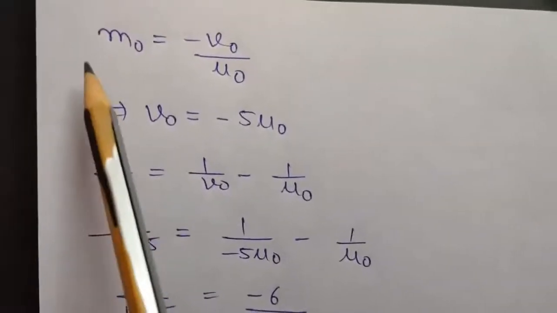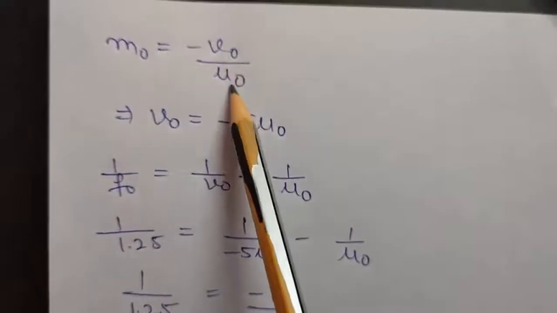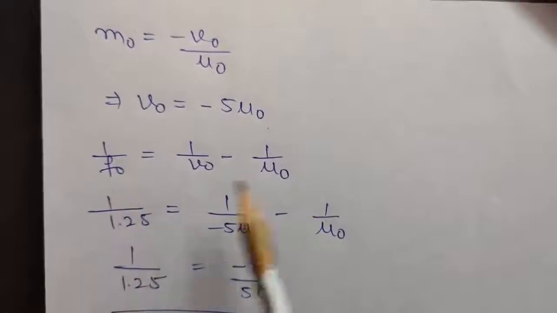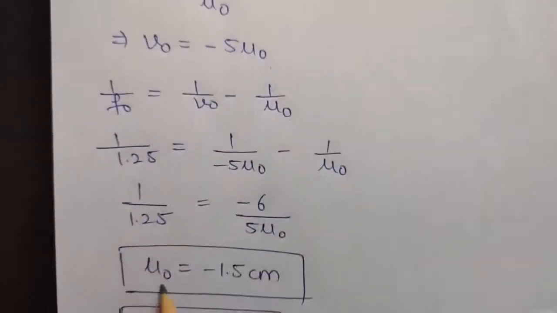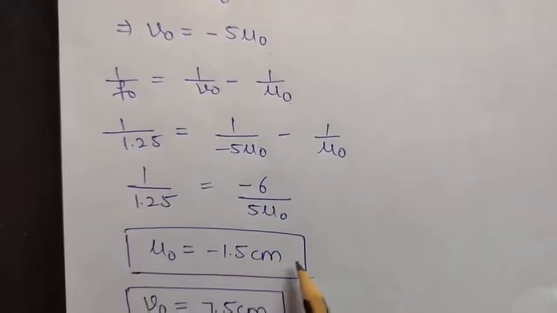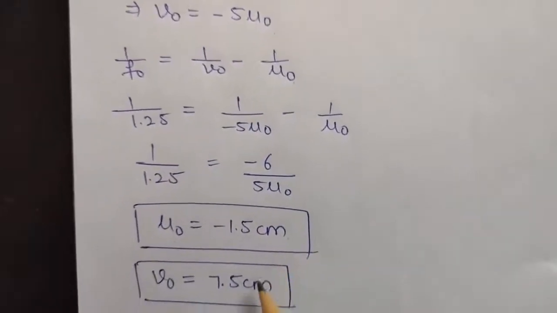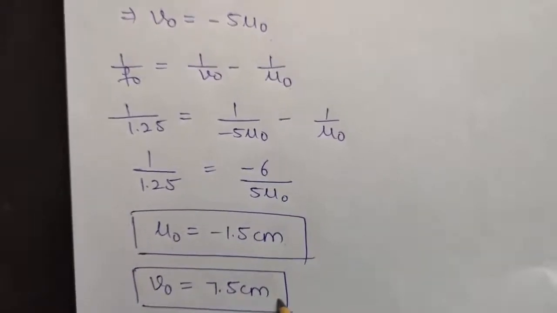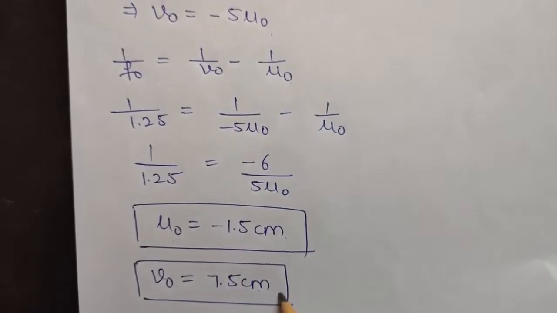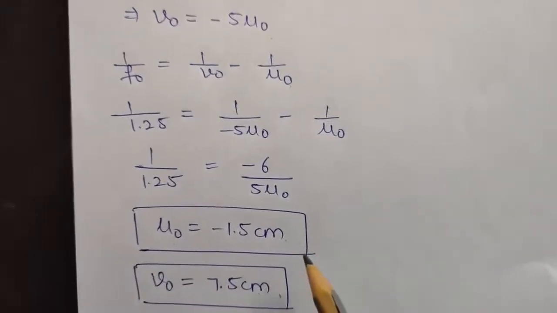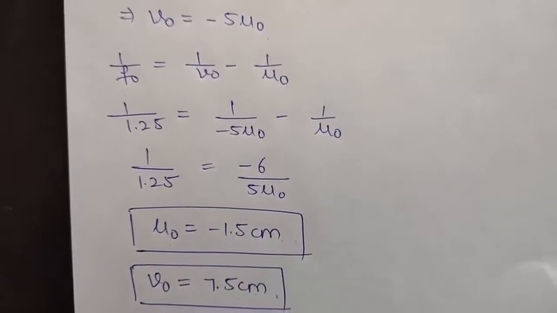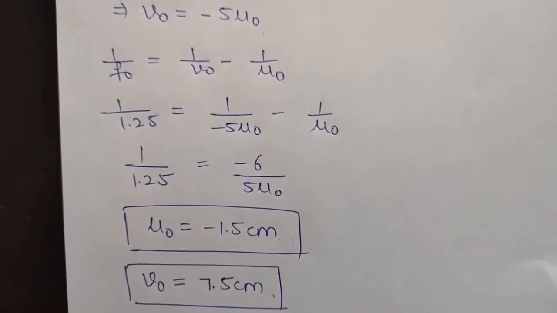Now again, you know m naught is nothing but minus v naught upon u naught. From here v naught will come to be minus 5 u naught. Now using the lens formula for the objective lens, calculate u naught because you know f naught and v naught. u naught will come to be minus 1.5 centimeters, and from this v naught will come to be 7.5 centimeters, because v naught is nothing but minus 5 u naught. So that will come to be 7.5 centimeters. So this means the object should be placed at 1.5 centimeters from the objective lens of magnification 5.